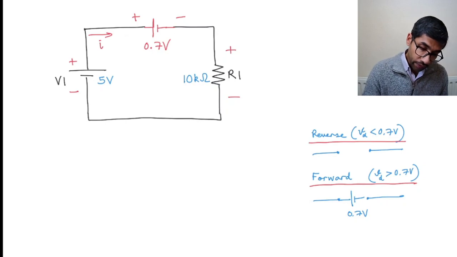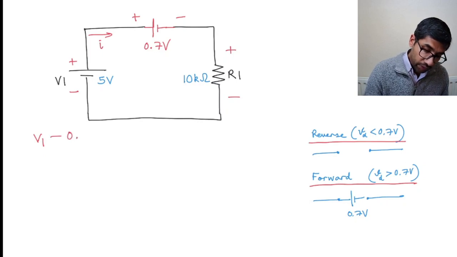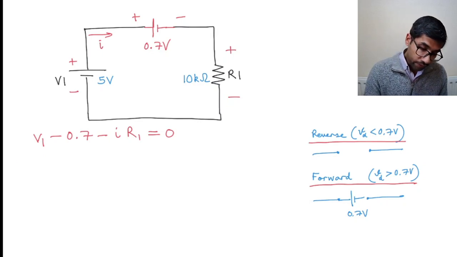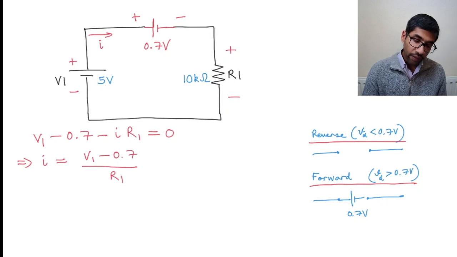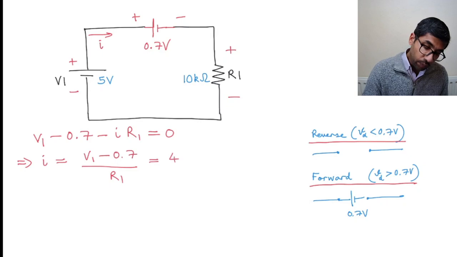So we write V1, that's the voltage across this 5 volts, and then we have a voltage drop across here, so we can write minus 0.7 volts minus IR1 will be equal to 0, right? That's Kirchhoff's voltage law across this. And this gives us I equal to (V1 minus 0.7) over R1. And if you substitute the values of V1, which is 5 volts, and R1, which is 10 kilo ohms, you get 4.3 milliamperes.